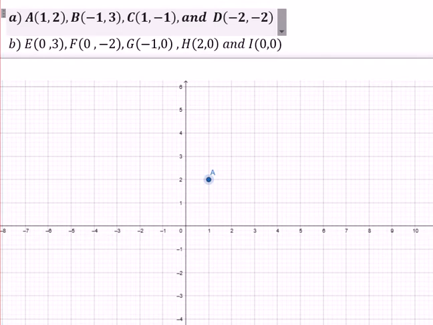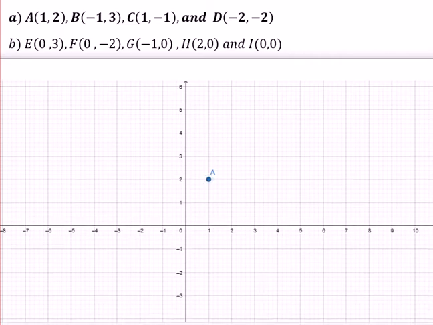Same thing, point B. Point B is negative 1, 3. So here, if you look at the sign, the x of point B is negative, which means that we have to go to the left by 1 and we go upward by 3. And this will be the point B. So it's negative 1 and 3. Then we have the point C, which is 1, negative 1. So we go to the right by 1 and down by 1 because it's negative 1. So it's 1 and negative 1.